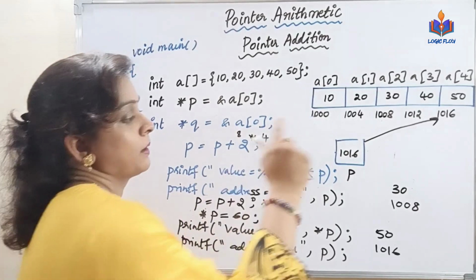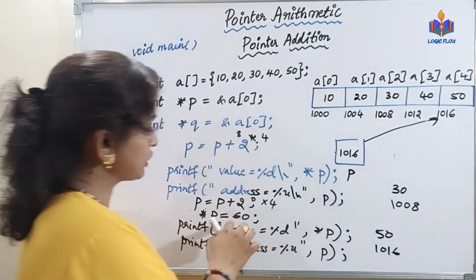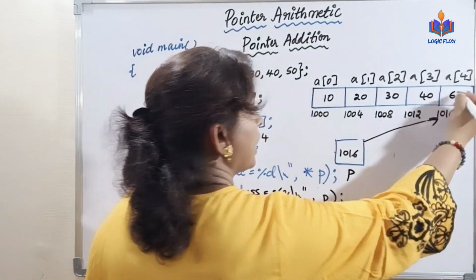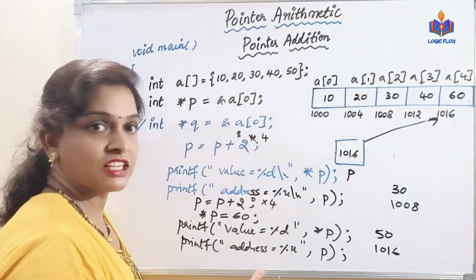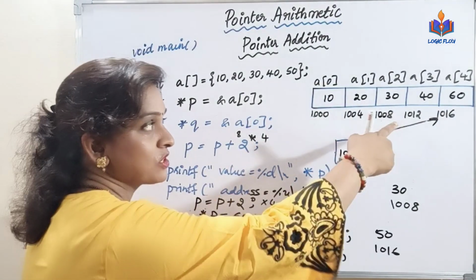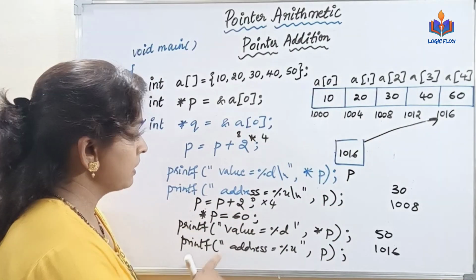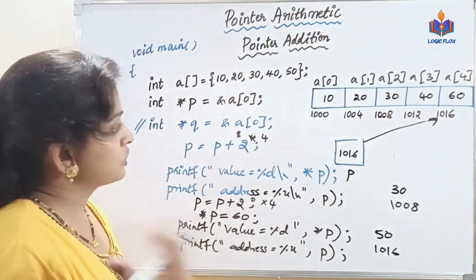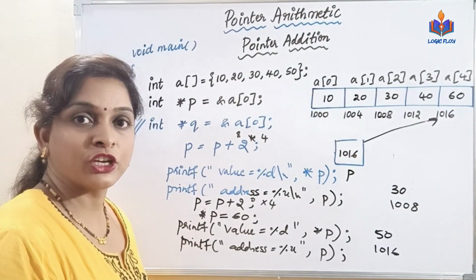Observe this. p is pointing to 1016. Point to that location and store 60 means I am going to get a new value here. And now if I just try to print asterisk p, what will be the value? p is pointing to 1016. I have changed this. So asterisk p equal to 60, and what is p? It is 1016. So this is how we can perform the addition operation on pointers.